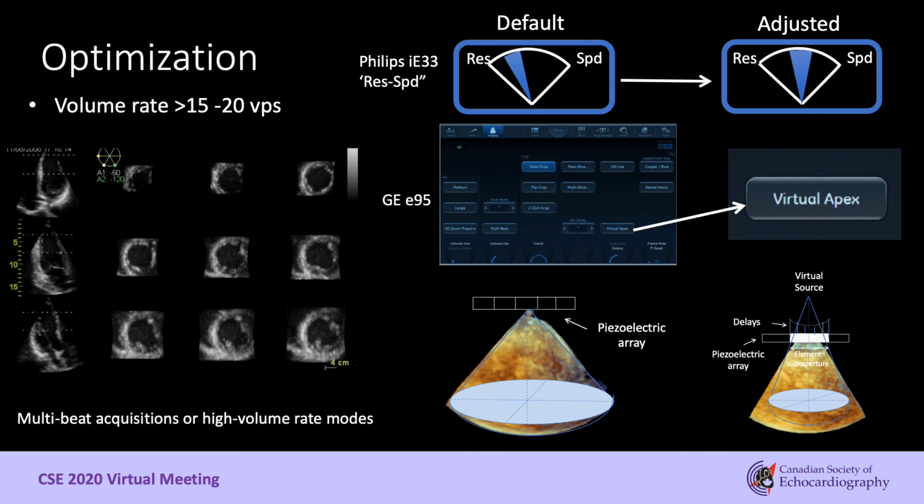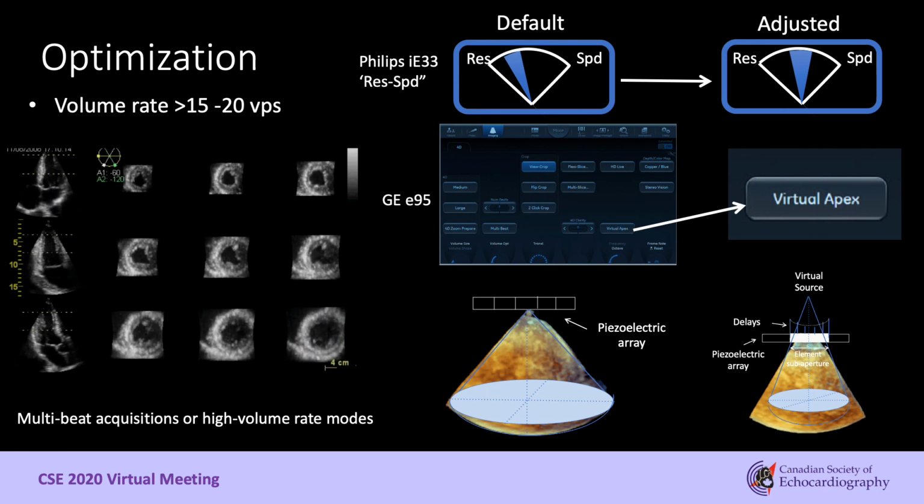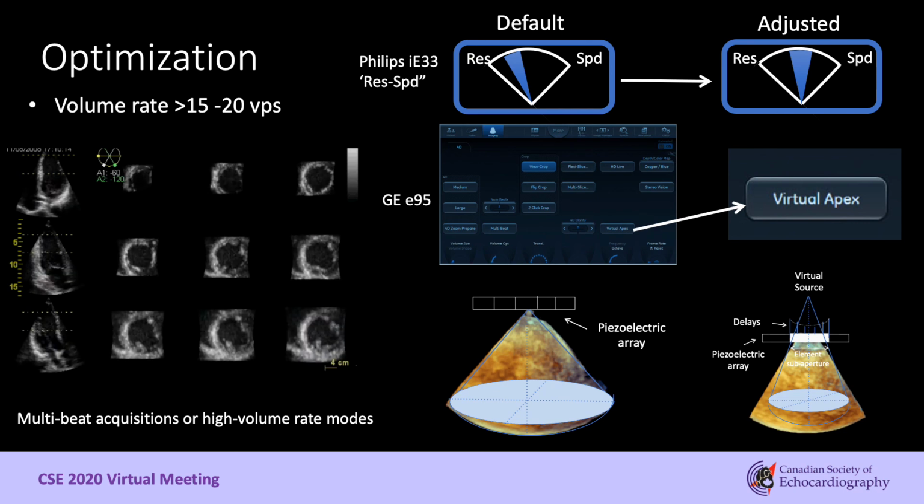One of the problems is when you narrow your 3D pyramid to ensure a higher volume rate, you may have dropout, as you can see here, of the apical segments. One solution to this is to use the virtual apex options on some machines, which means that the beam, instead of starting at the piezoelectric array in the probe, starts behind it, and so you end up with a wider base. This lets you get more of your LV within the pyramid without getting a large pyramid. For some data sets or machines you may not be able to do that, and so you may have to go to multi-beat acquisitions or high volume rate modes to achieve this.